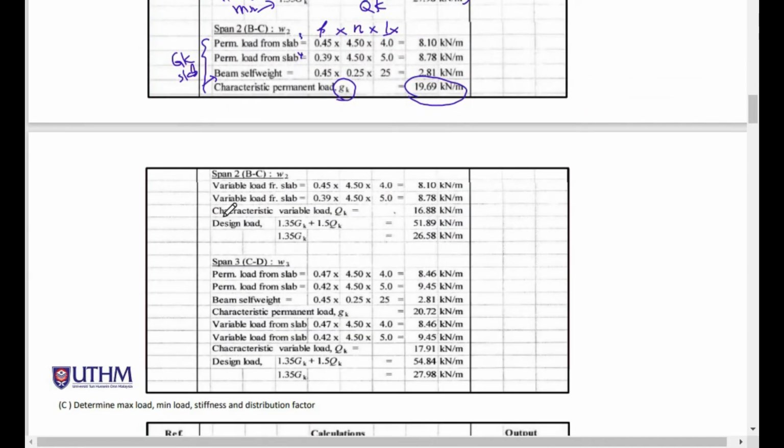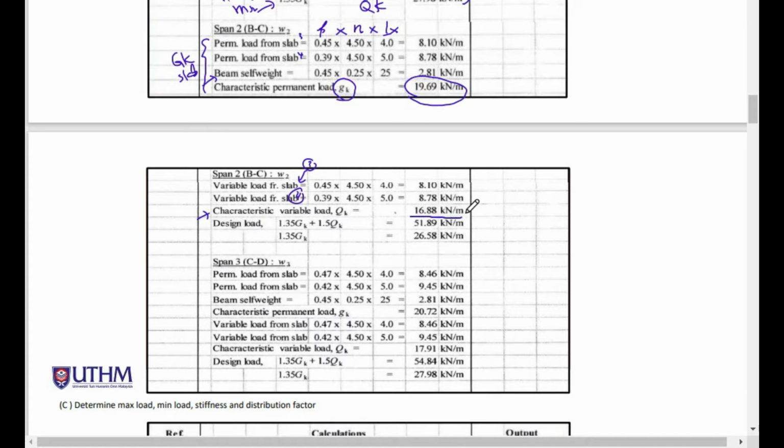Next, for span 2, the QK, this is slab number 3 and slab number 4. The characteristic load for the QK of beam number 2 is equal to 16.88. And finally, we calculate the maximum load and also minimum load. Substitute this value and this value into this equation.